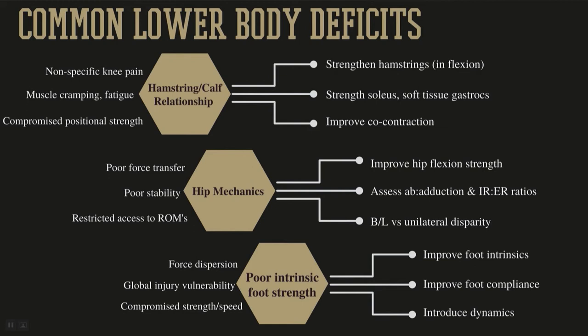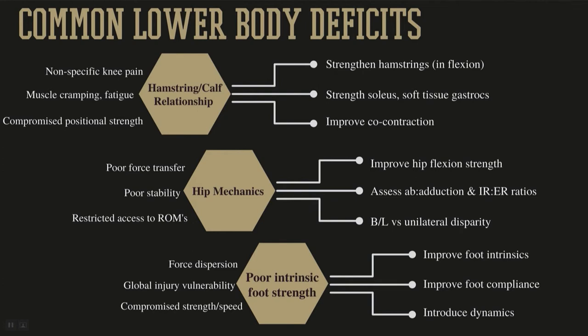So if we look now at some of the common lower body deficits that I see on a pretty regular basis here, I broke it down to really just these 3 points: the relationship between the hamstring and the calf, generally poor hip mechanics, and really an absence of any kind of intrinsic or foot strength or stability. And really a major thing for me is to assess these 3 early and often and try to get an idea of where I can make the most impact, because improving even just one of these 3 things with athletes coming off of a lower body injury tends to be quite profound.